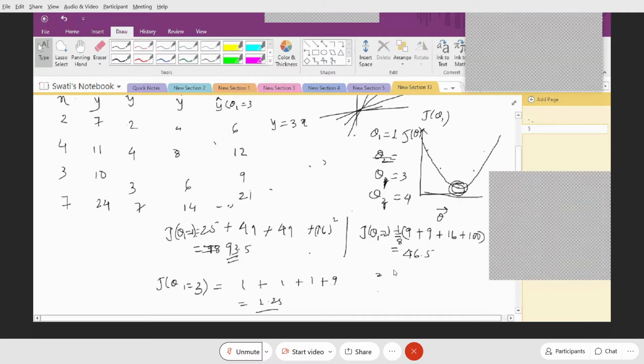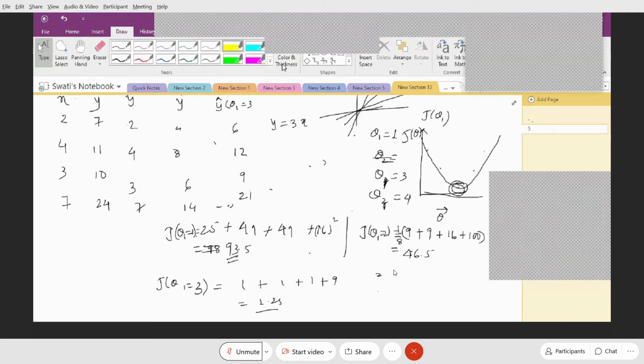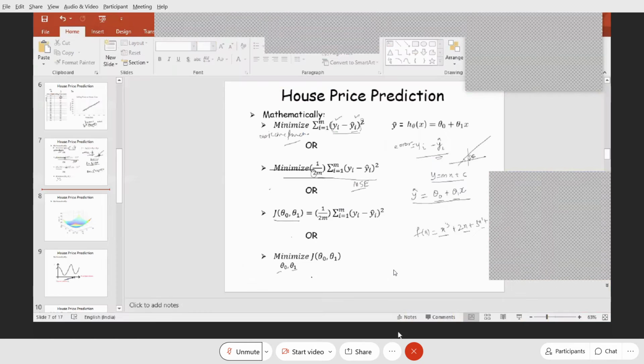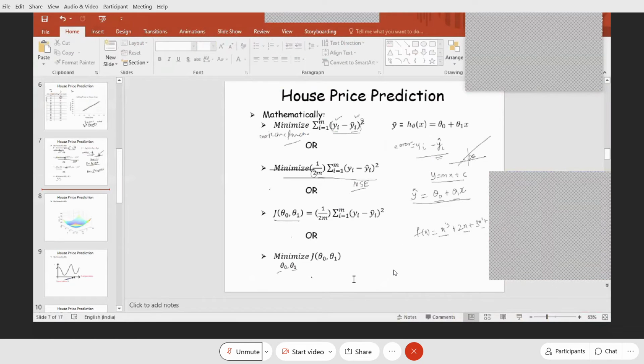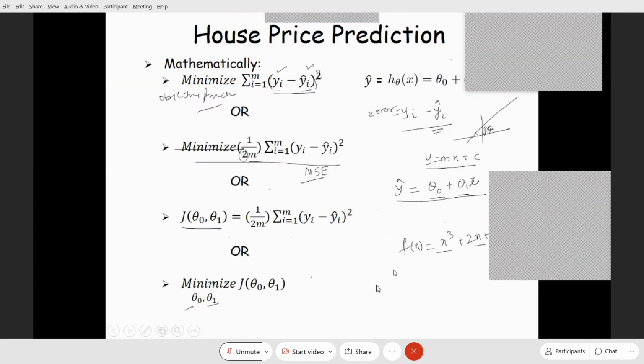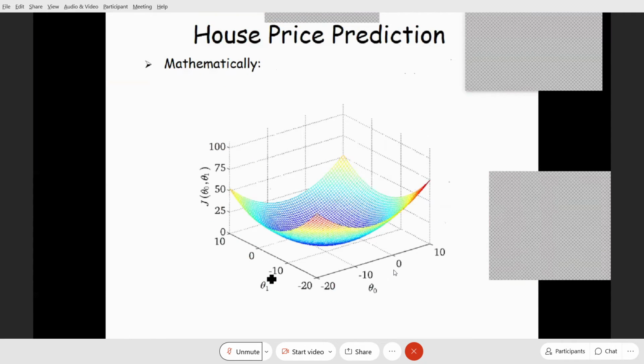Okay, so now I'll go back to my presentation. The objective is to minimize. Now here, this plot is corresponding to theta. This is a three-dimensional plot.